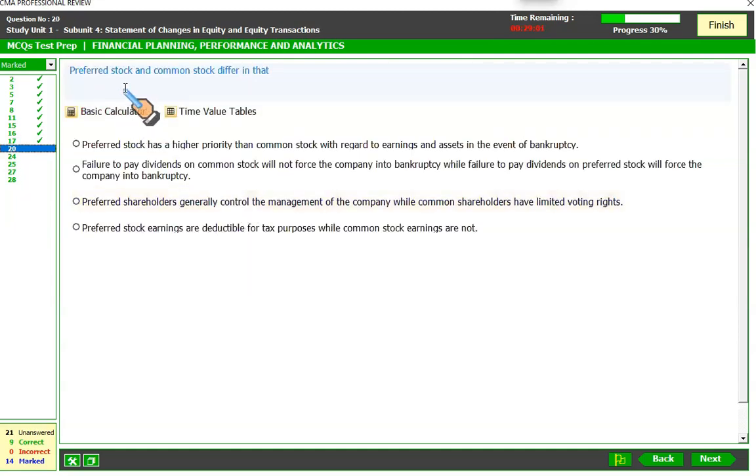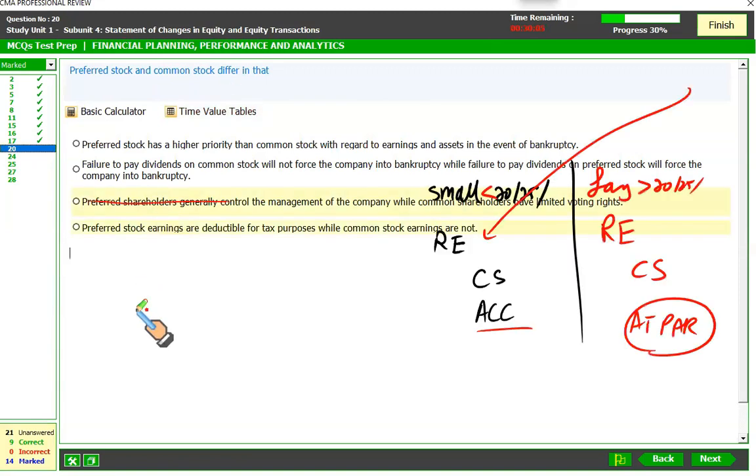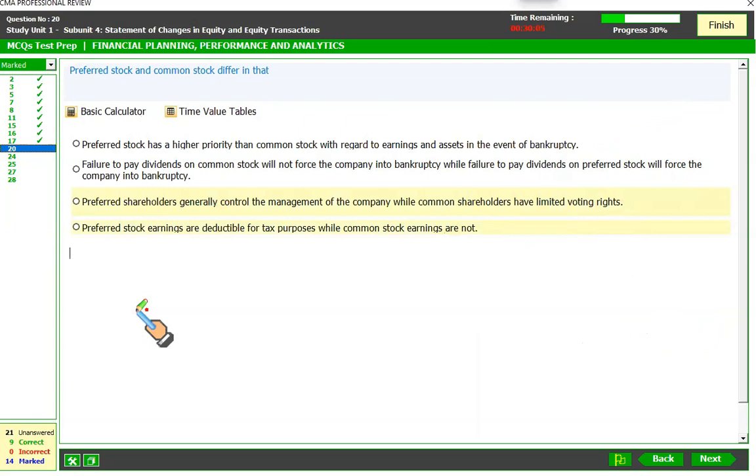Next, preferred stock and common stock, they differ. Yes, they do. Let us see which of these options gives the right difference between these two. It says preferred stock has a higher priority than common stock. This part is correct, with regard to earnings and assets in the event of bankruptcy. We need to look no further. This is the correct statement. Preferred stock has a higher priority than common stock. When the earnings are distributed, preferred stock are given dividends first. When the business goes bankrupt, then we will pay the liquidation dividend first to the preferred stockholders, then to the common stockholders. So this statement is correct.